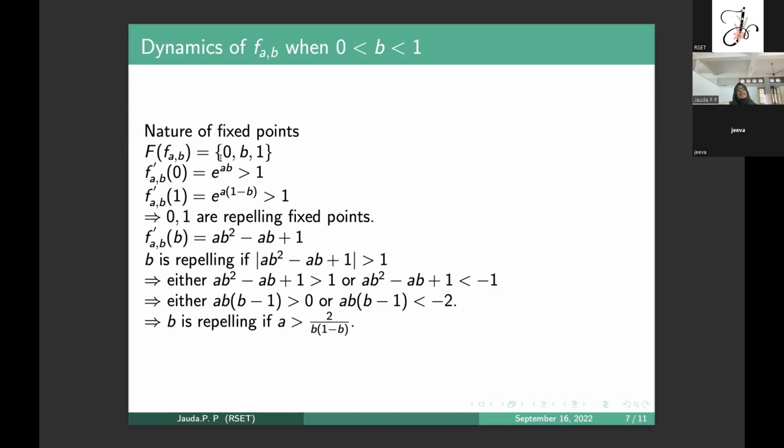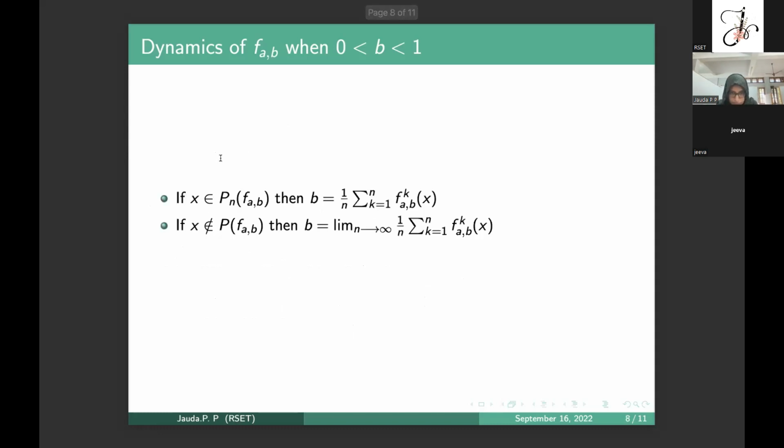That is, if a is greater than 2 by b into 1 minus b, then it is repelling. Otherwise, it is attracting. If b is in the open interval (0, 1), and x is a periodic point of order n, then we can say that b is equal to the arithmetic mean of the first n iterates of f. If x is not a periodic point, then b is equal to the limit as n goes to infinity of 1 by n times the summation from k equals 1 to n of F_{a,b}^k(x).